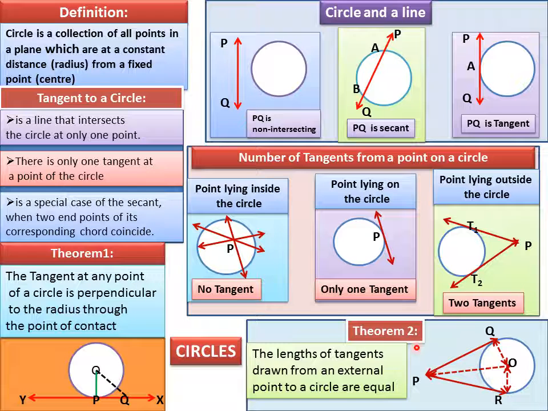Then the second theorem says, if I have point P outside the circle, then two tangents are drawn. So in this case you can see, from point P to the circle, I have PQ and PR, the two tangents, and these two tangents are equal. So the length PQ is equal to PR. So these two tangents PQ and PR are equal. So the lengths of the tangents drawn from an external point to a circle are equal. That's what theorem 2 says.